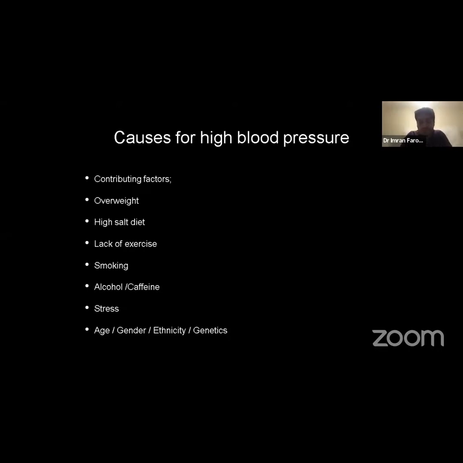Ethnicity wise, if we are South Asian, as many of us are, or Afro-Caribbean, then again, our blood pressures tend to be higher. And then also genetics, so family history. So if your mom or dad or grandparents had high blood pressure, then the likelihood is that you're going to be at higher risk as well. So those things are, unfortunately, out of our control. But if we know that we're at higher risk, then we can try and do things to control it maybe a bit better. Next slide, please.